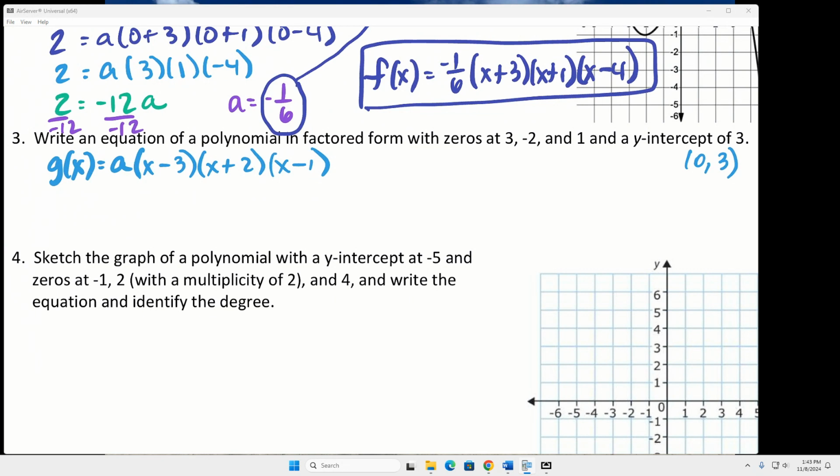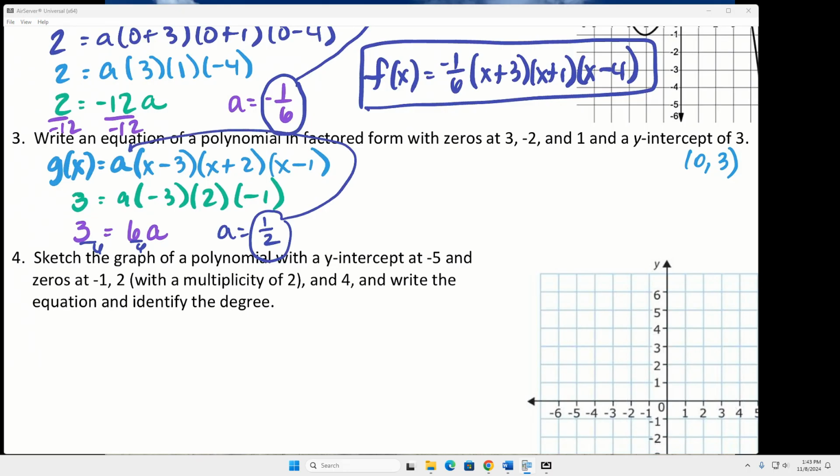And then a y-intercept of 3 means it's the point 0, 3. So 3 in for g of x. And then all those x's become 0. So I'm going to do this one a little shorter and just like, if the x is 0, you can just drop off the x. All right, so 6a is equal to 3. Divide. A is going to be 1/2. And then just take it and plug it into that light blue one.